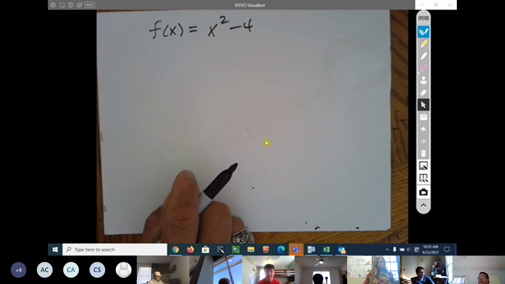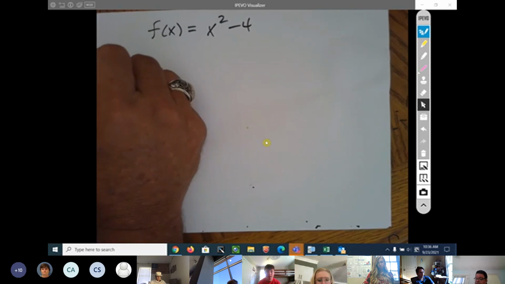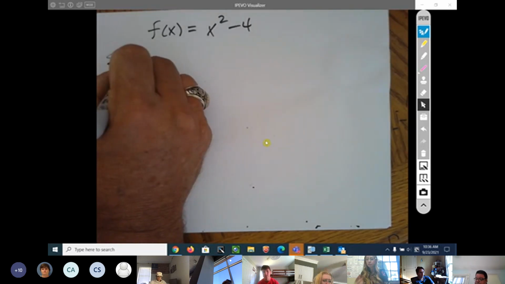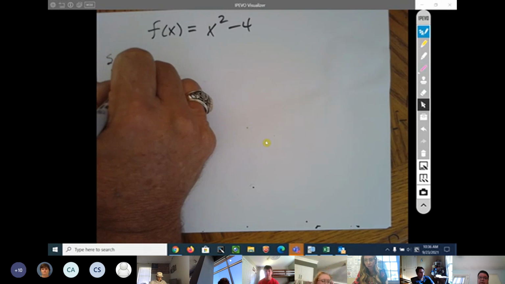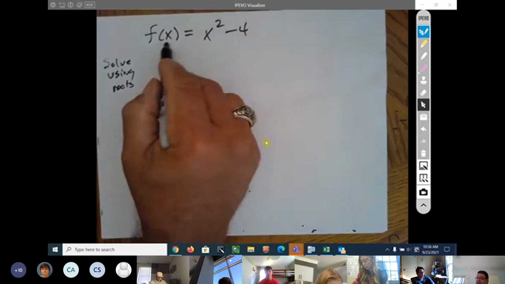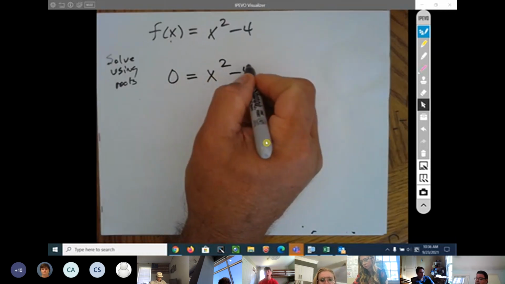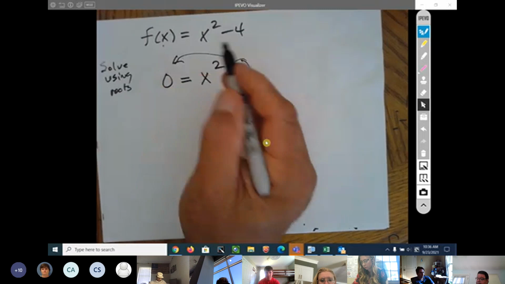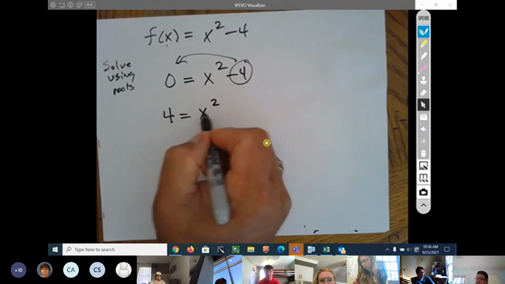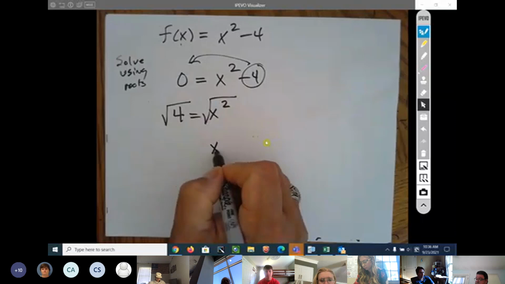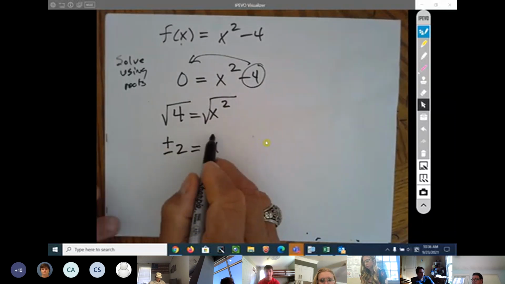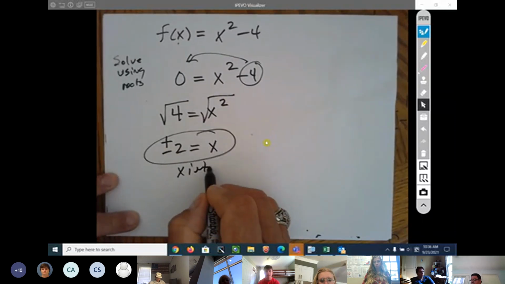What else can I do? Solve the equation. Solve using roots. Meaning I'm going to find my x-intercept, plug in 0 for y. Bring that 4 across the river. Take the square root of both sides. And there are your x-intercepts.